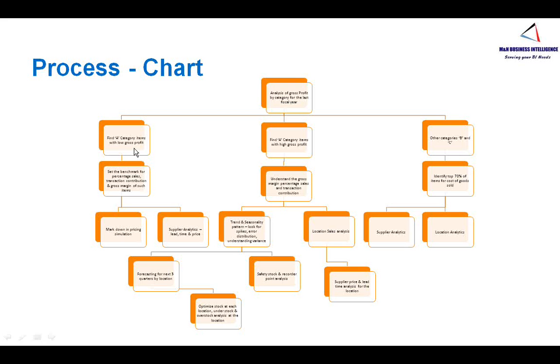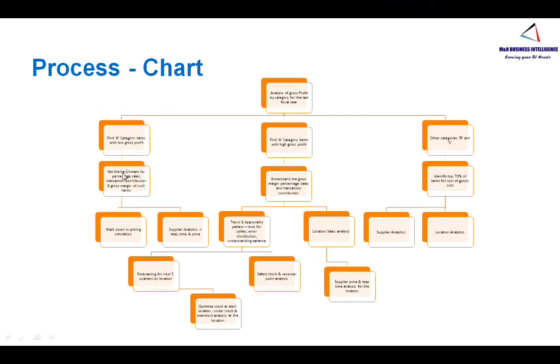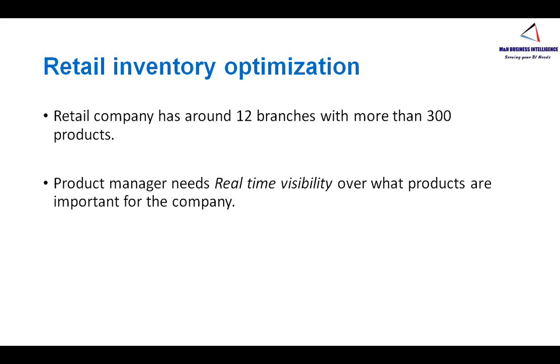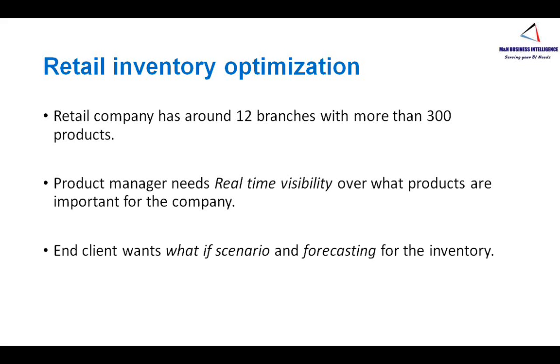For category A items with low gross profit, what we are looking to do is siphon them out. So we set the benchmark for percentage sales, transaction contribution, gross margin, and then look at markdown, browsing, and supplier analytics. Now, retail inventory optimization. A retail company has 12 branches with more than 300 products. The product manager needs real-time visibility over what products are important for the company, and the end client wants to see the what-if scenario and the forecasting for the inventory.